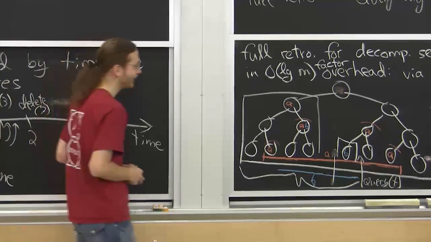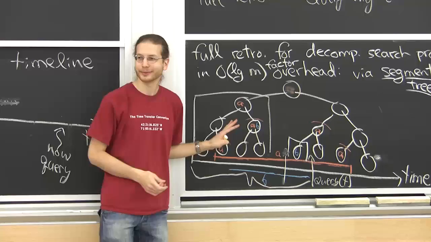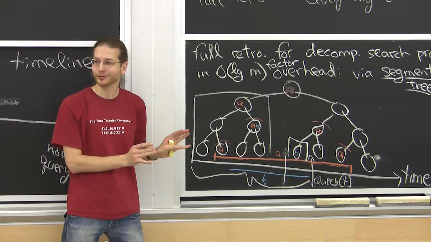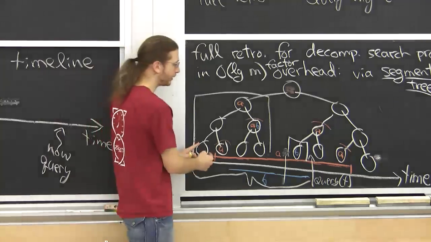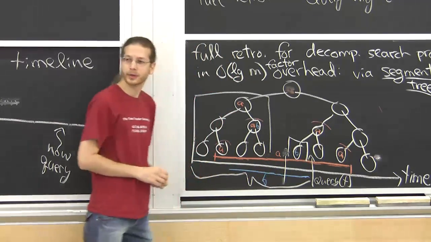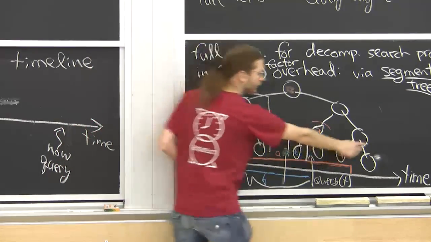Okay, so I need to put each element in log n different nodes in here, such that I can answer a query by looking at log n different nodes. And a query is asking about what are all the things that exist at this time. So here it would be A, B, over here would be nothing, over here would be nothing.